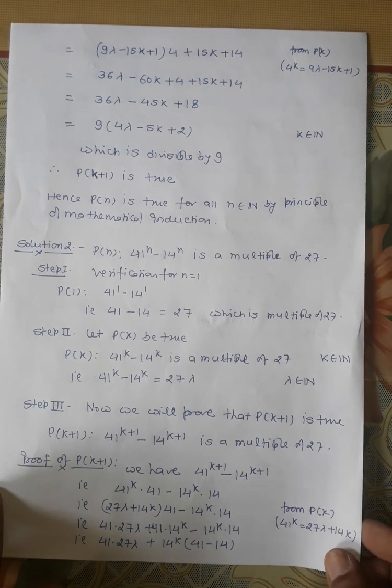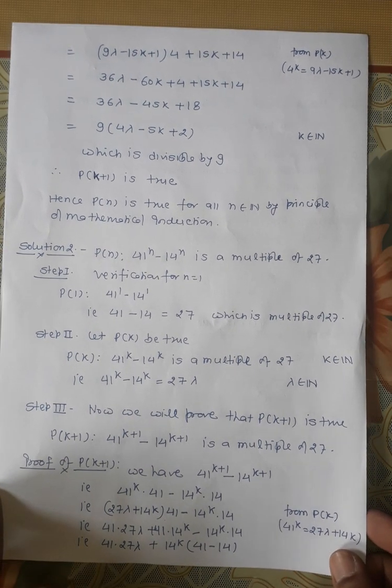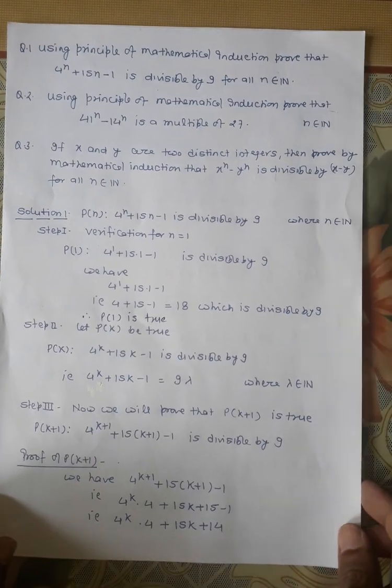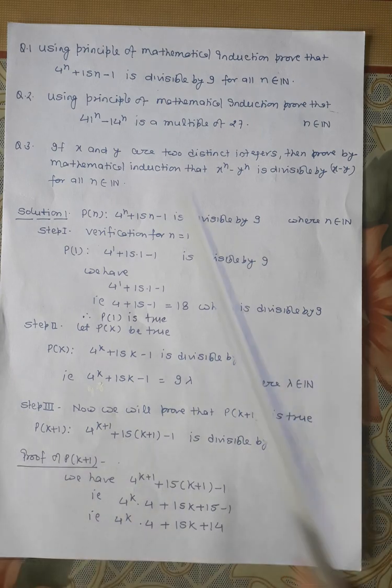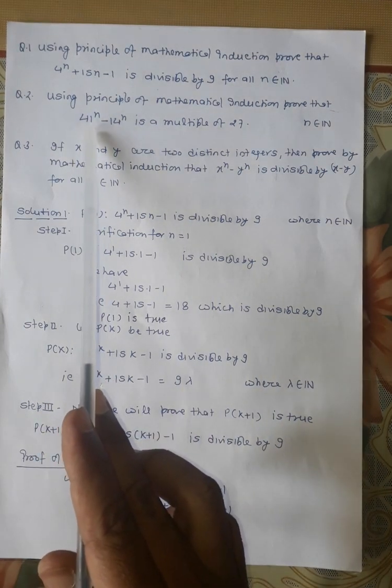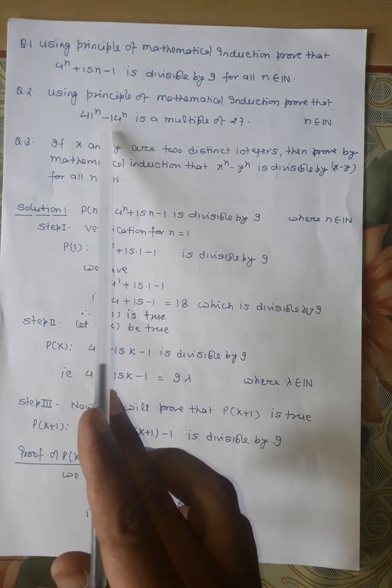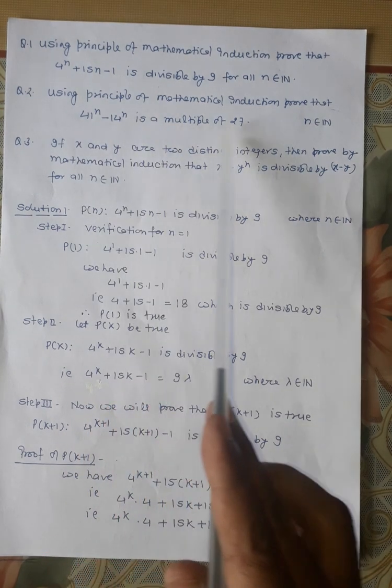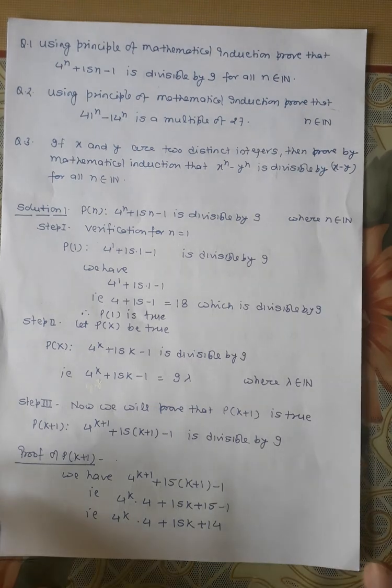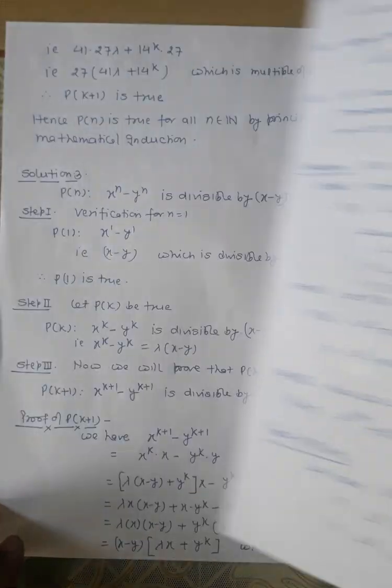So this question, its solution is completed. Now we are coming on question number 2. As you see, we want to show that 41 to the power n minus 14 to the power n is a multiple of 27 using principle of mathematical induction. Same approach, same pattern will be followed.